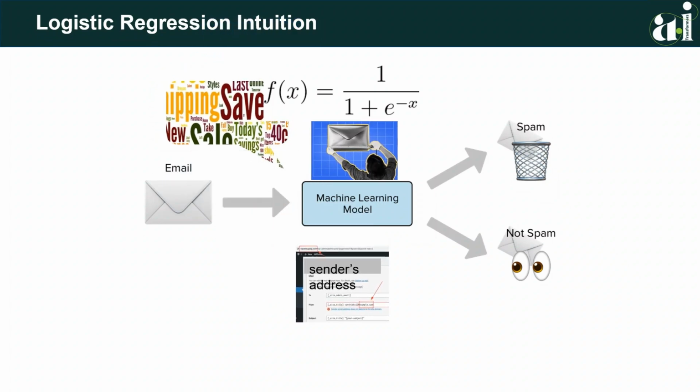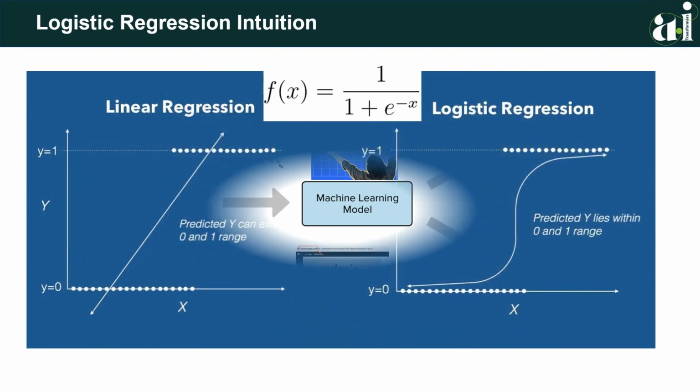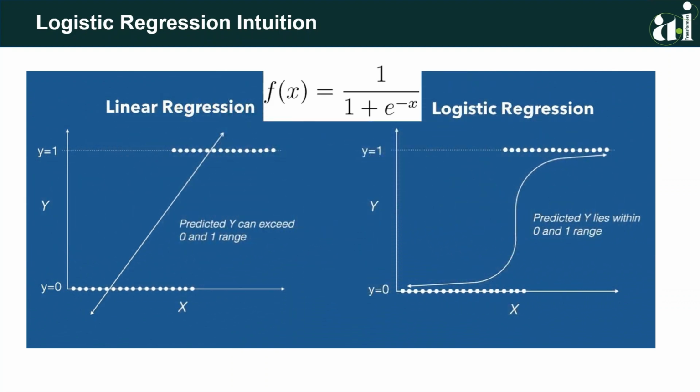Unlike linear regression, where we are trying to draw a straight line through the data, logistic regression uses a sigmoid function, which outputs the probability between 0 and 1.